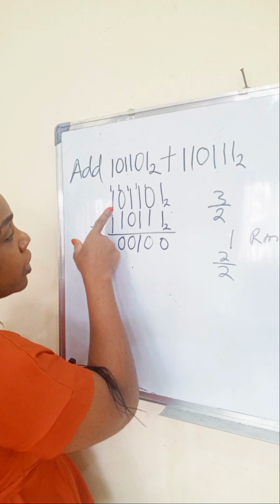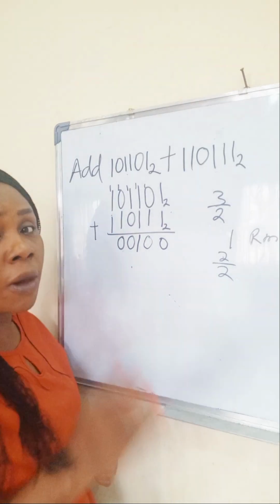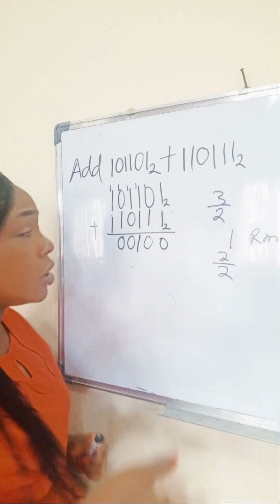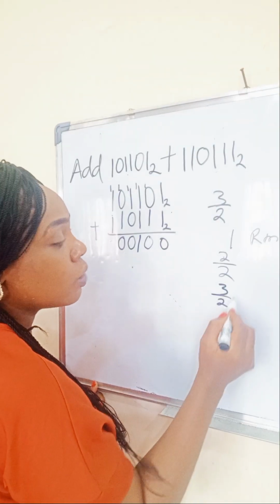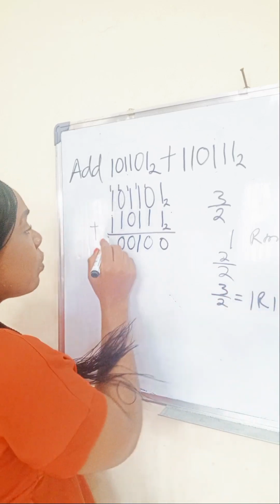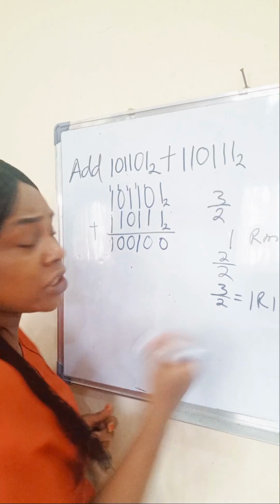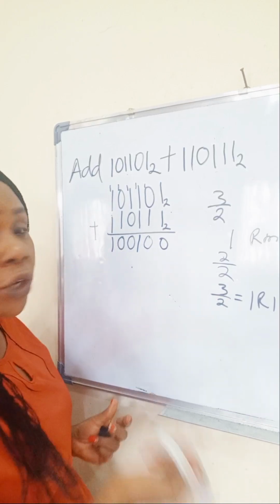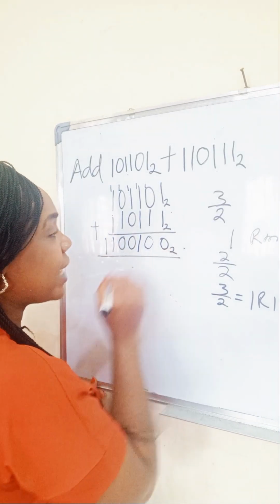Now 1 plus 1 is 2, plus 1 gives us 3. Remember that base 2 numbers contain only zeros and 1. So we cannot write down 3. Instead we divide 3 by 2, and so we have 1, remainder 1. Okay? Now we write down the remainder 1. There is nowhere else to carry this other 1 to. So what do we do? We write it down here. And so this is our final answer.